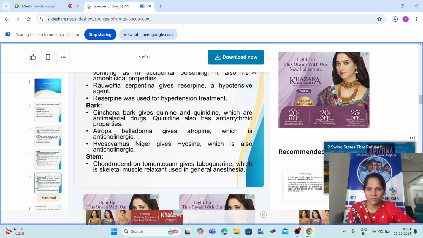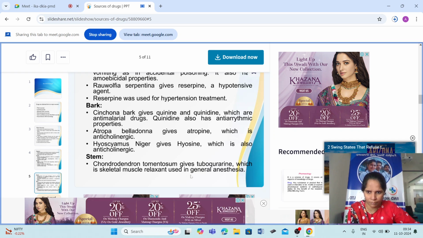Next we have atropa belladonna. Already I have discussed this. So which is used as what? Anticholinergic drug. Next you have hyoscyamus niger, which gives hyoscine. Even hyoscine is also an anticholinergic drug. These examples you all have to remember.